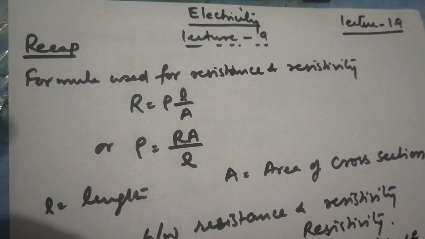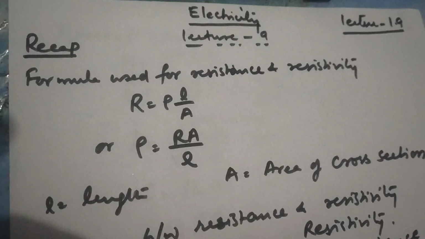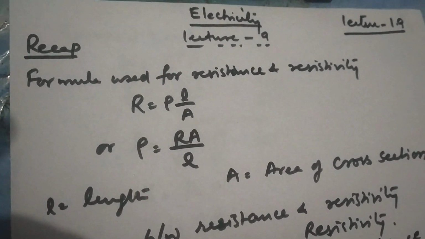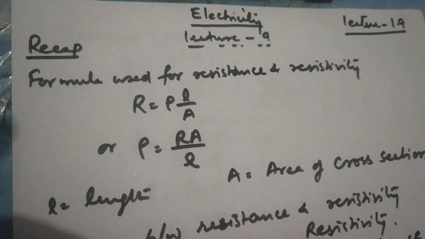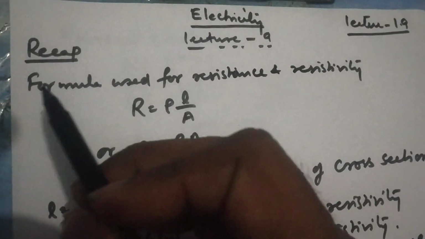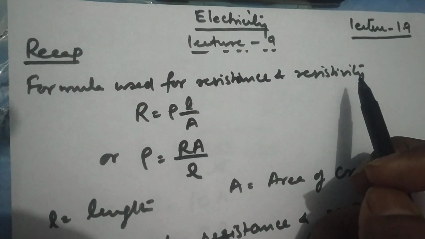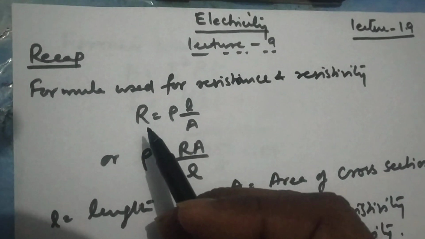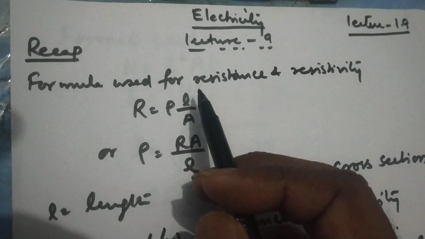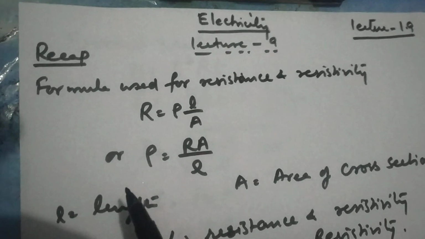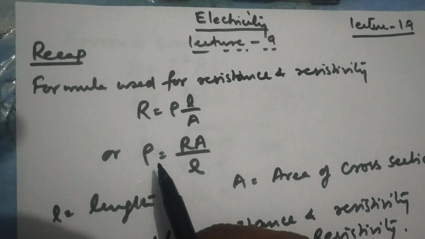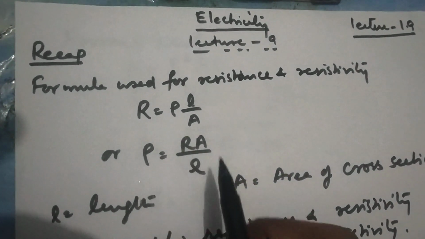Before we start the new content, we'll have a small recap of the previous lecture. We used the formula for calculating resistance and resistivity. Recall the formula, R is equal to rho L upon A, and similarly you can use the formula for rho also, that is RA upon L.